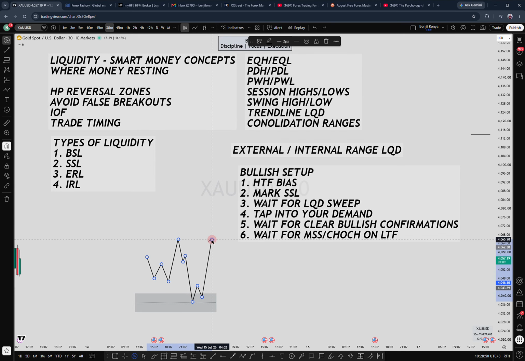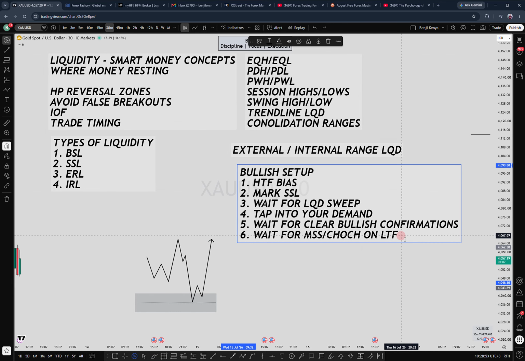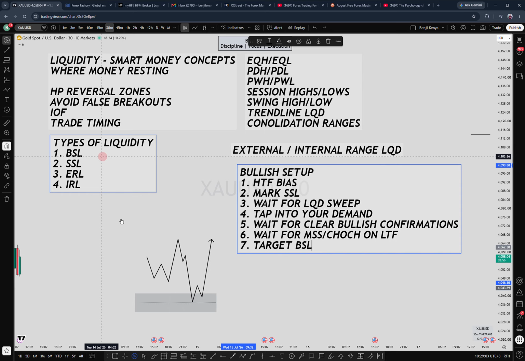And then after you get in and you're in the buys, you can target buy side liquidity. Buy side liquidity, as I said, those are external highs. Previous session highs, previous session highs. All those things you can wait for from that area.